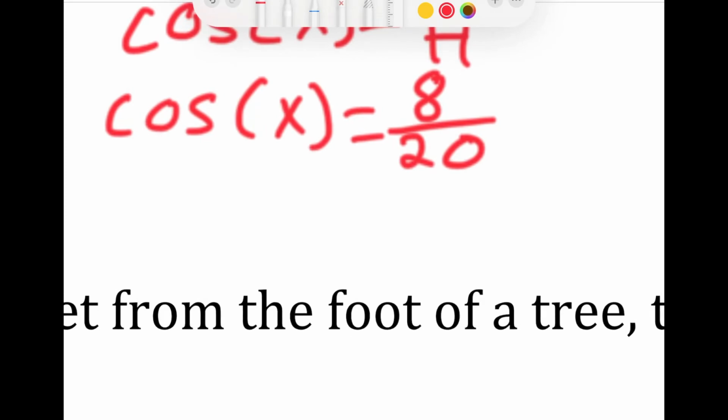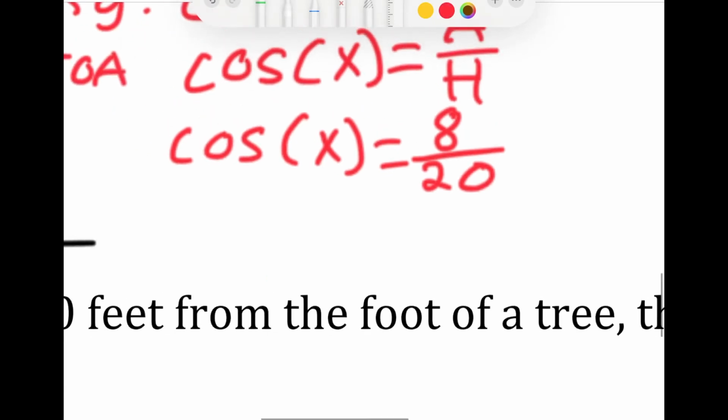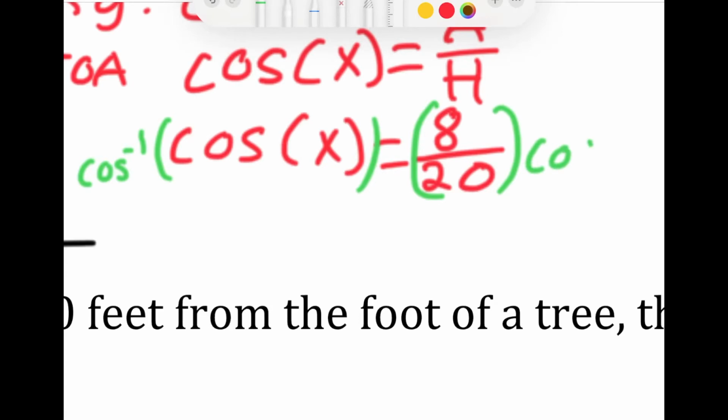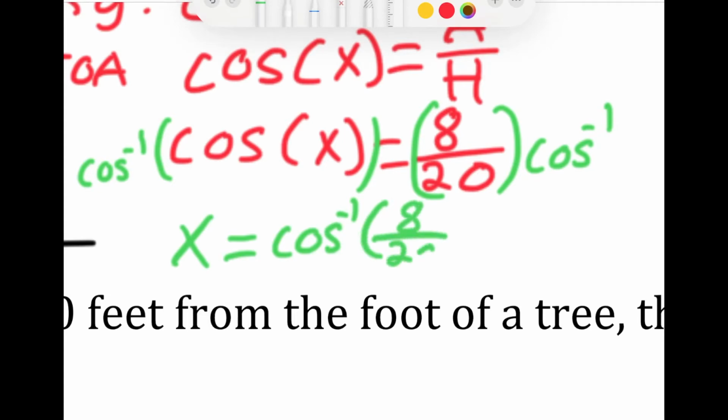So to get X by itself, we do not just divide by cosine. There isn't multiplication in between cosine and X. To get rid of it, we have to take the inverse of cosine. So we're going to say, all right, inverse cosine on one side, and what we do on one side, we have to do to the other. So on the right side, we end up with X equals inverse cosine of 8 over 20.